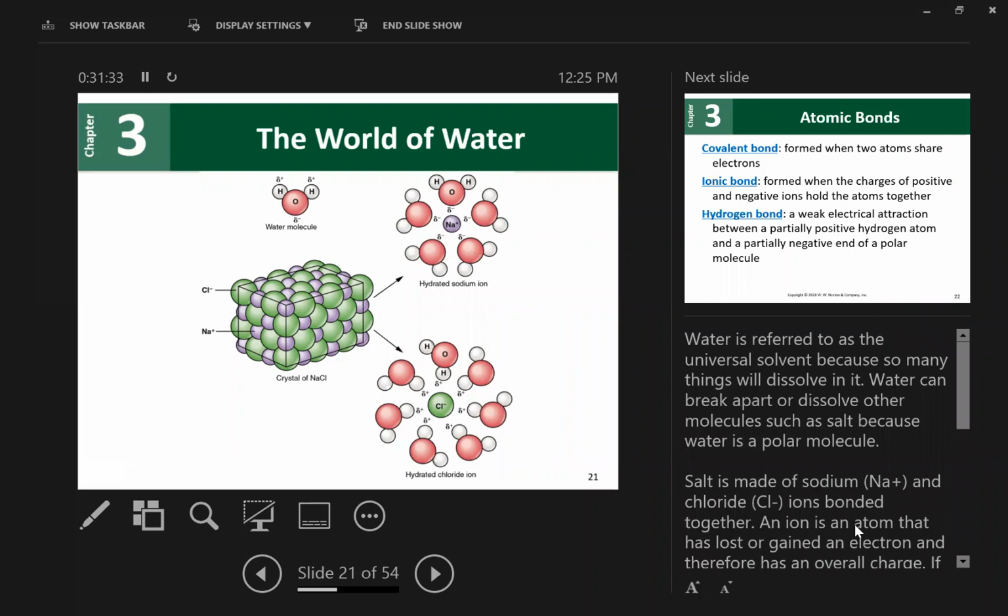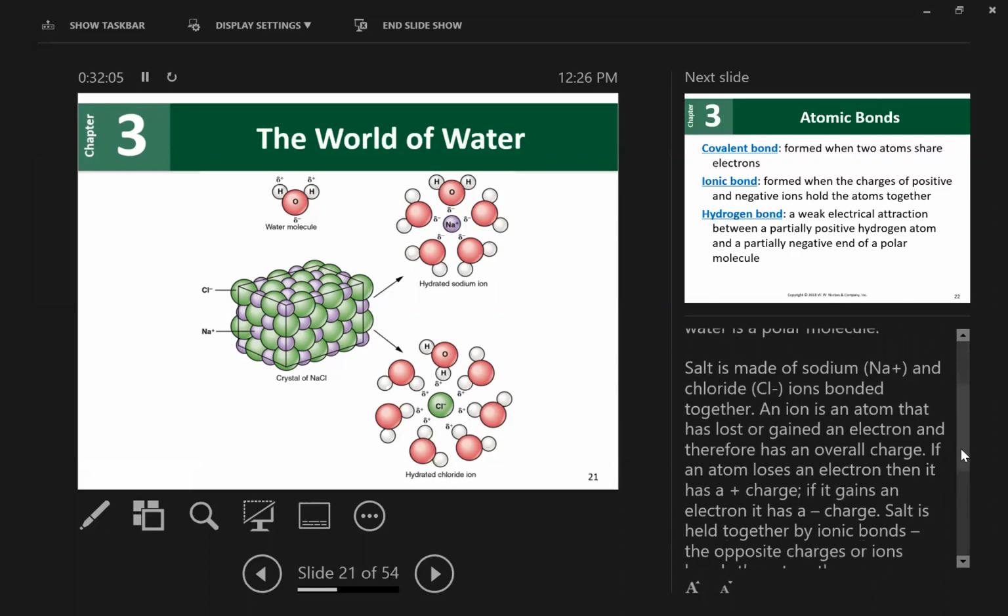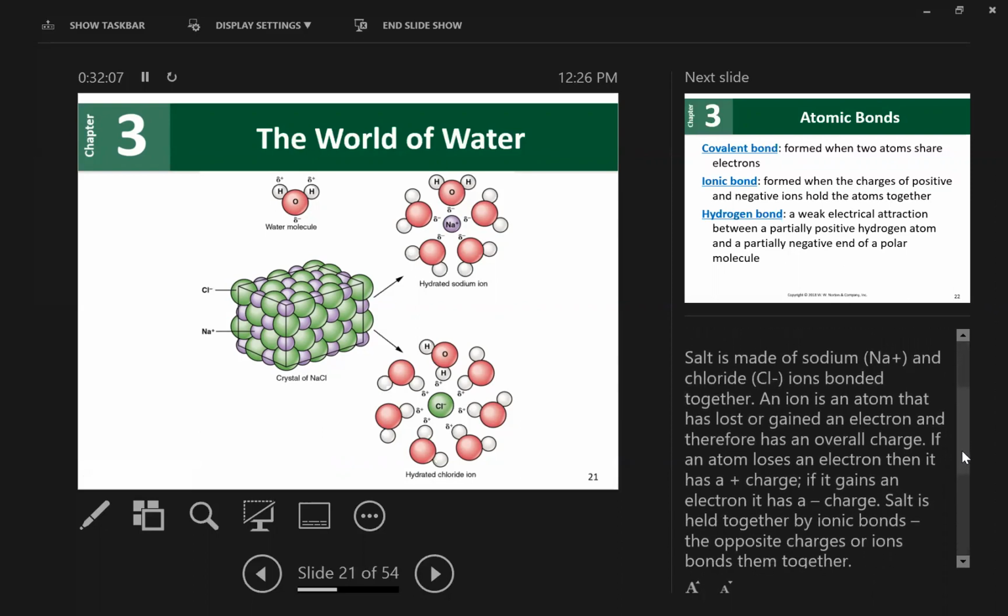So water is referred to as the universal solvent because there's so many things that can dissolve into water. Water can break apart or dissolve other molecules such as salt because water is a polar molecule. Salt is made up of sodium, Na, and chloride, Cl, ions that are bonded together. An ion is an atom that has lost or gained an electron and therefore has an overall charge.